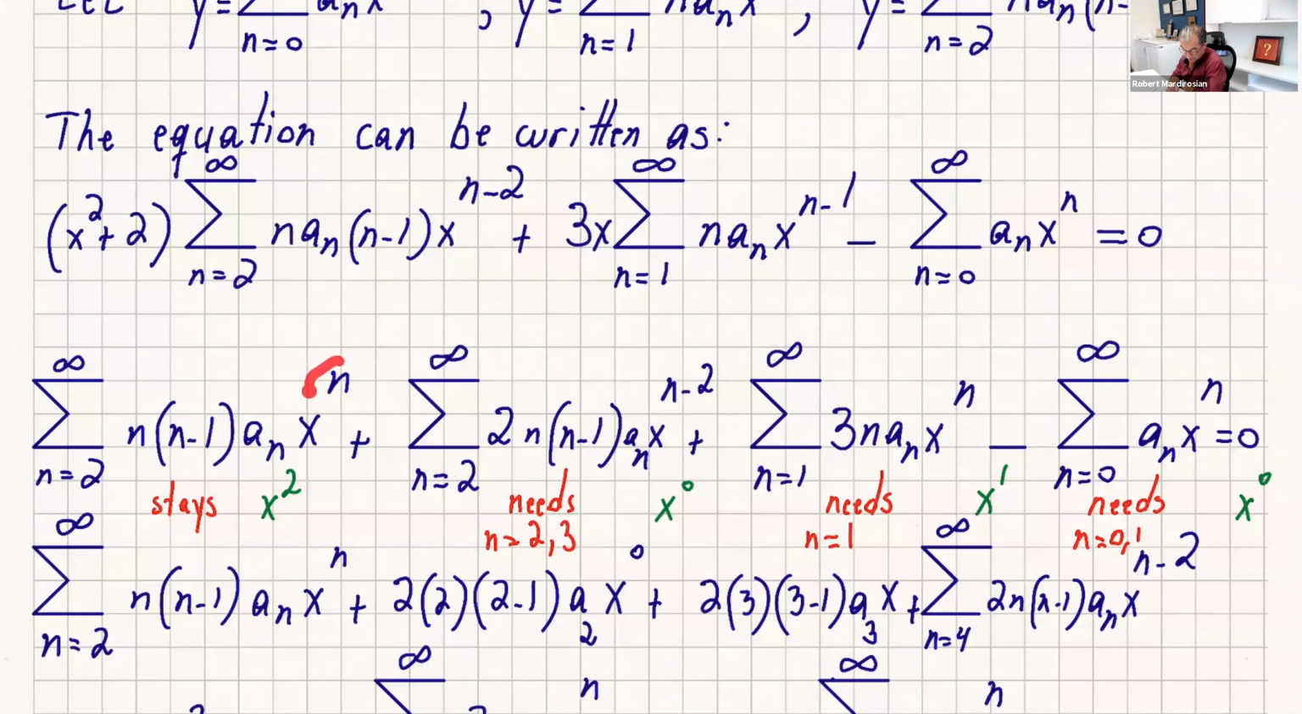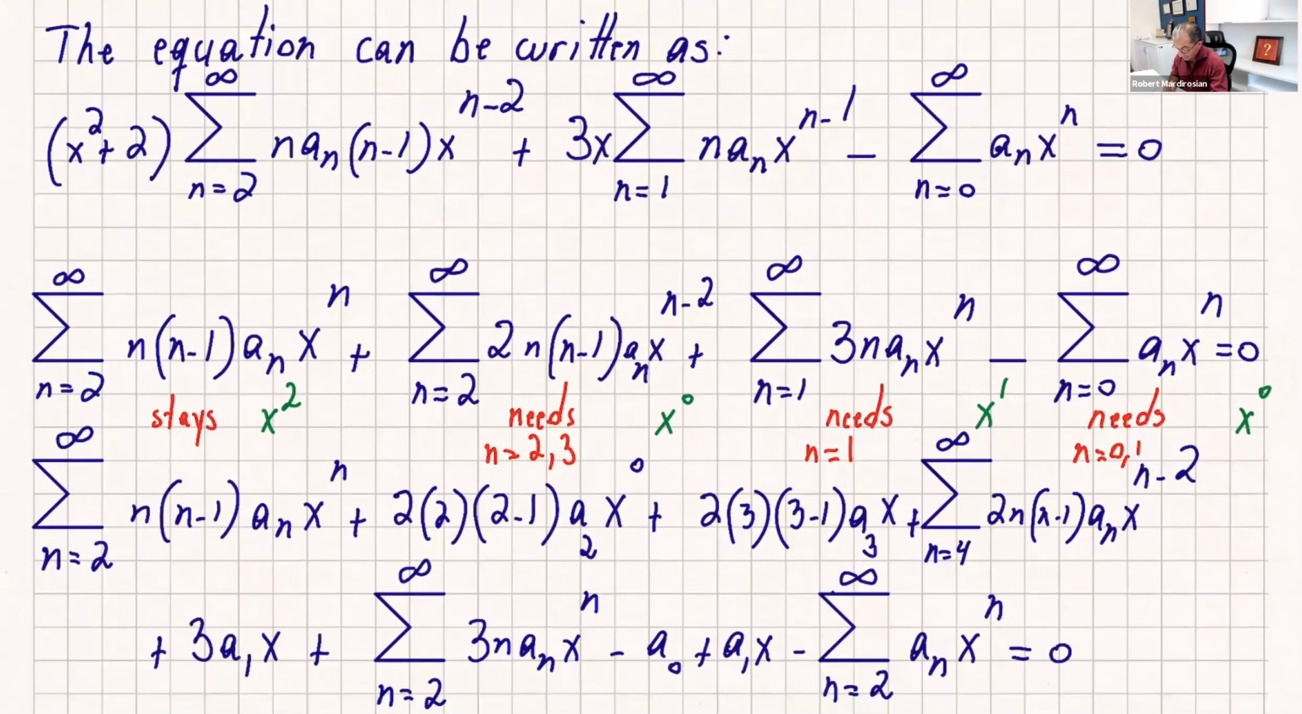Then you test. If you put 2 here, you get x squared. If you put 2 here, you get x to the power of 0. If you put 1 here, you get x to the power of 1. And if you put 0, you get x to the power of 0. You take the highest exponent, and that's what you have to bring the other ones to. So this term doesn't change. For this term, to make it x squared, you have to substitute n by 2 and n by 3, so you need the first two terms. For this one, to make it x squared, you need n equals 1, and for this one again you need 0 and 1.